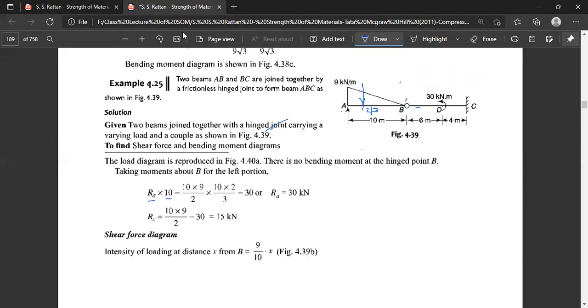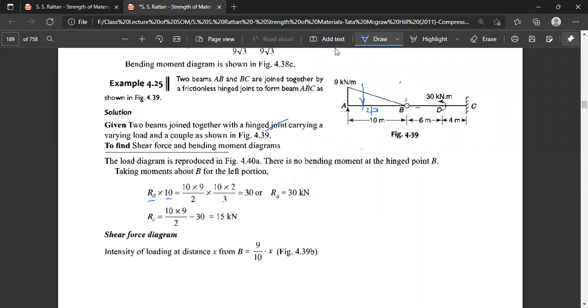And RC, the load at the end B, will be: if we take the moment about C, the loading acting on this side, that is half into 9 multiplied by the length 10, gives a clockwise moment, and there is a couple of 30 here, which comes into the picture. So RC is equal to 10 into 9 divided by 2, minus 30, which is equal to 15 kilonewton.